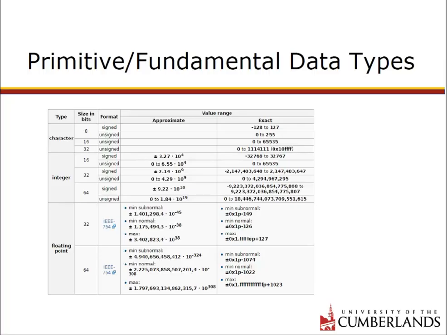A character uses 8 bits, while some integers can use up to 64 bits. This matters when you're dealing with millions or billions of records. The storage requirements can add up quickly.